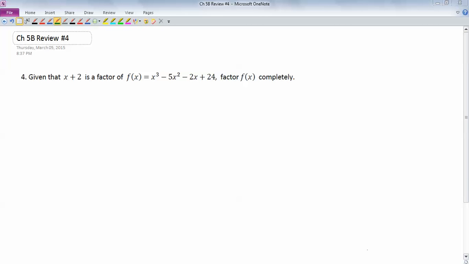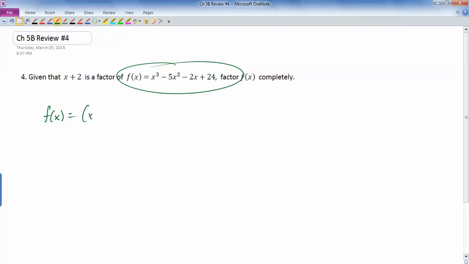Okay, so number 4 from the chapter 5 review says that x plus 2 is a factor of this f of x thing. So that really means that you have to factor f of x entirely. So you could write f of x as x plus 2 times something else. And you get this, right? So it equals x cubed minus 5x squared minus 2x plus 24. And the goal is to figure out what this is, and then factor it some more if you can.